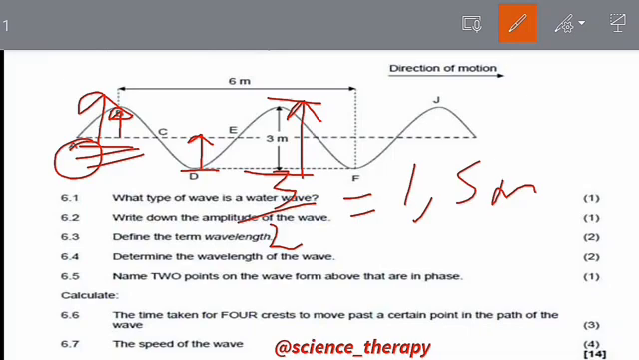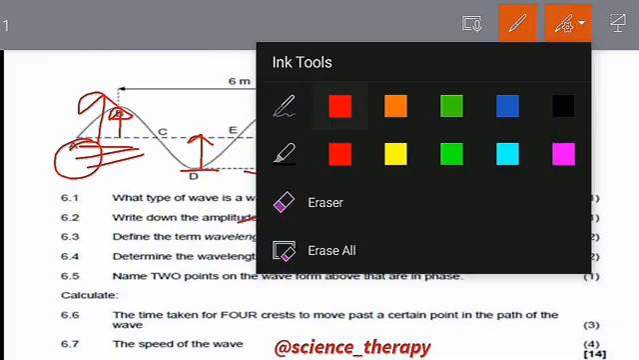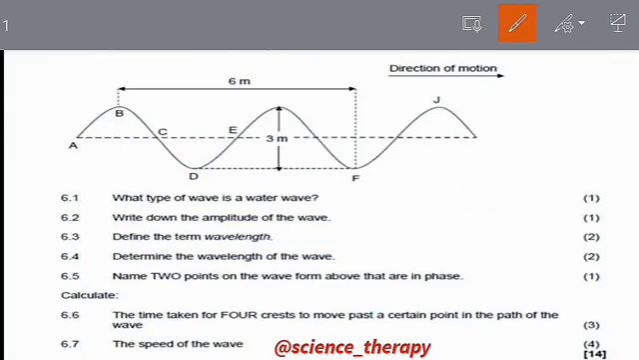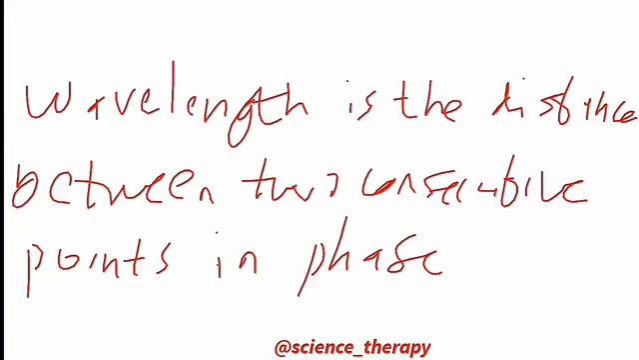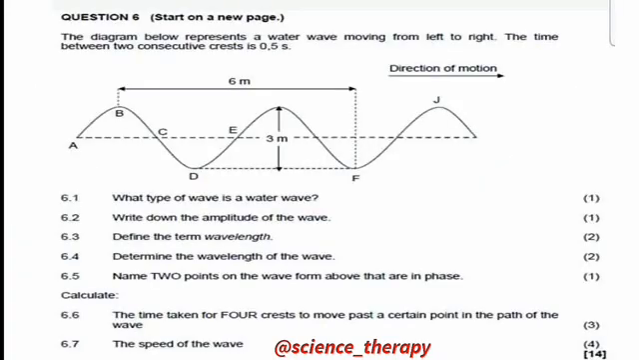Now 6.3 says define the term wavelength. What is wavelength? Wavelength is the distance between two consecutive points that are in phase, right? Then 6.4 says determine the wavelength of the wave.